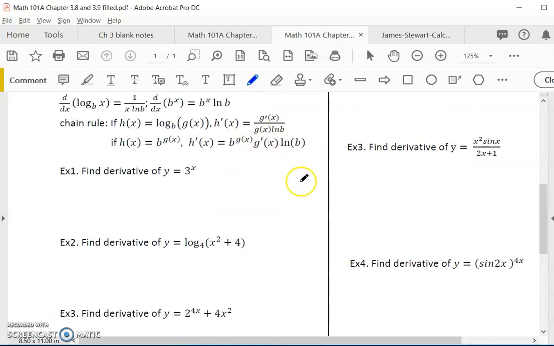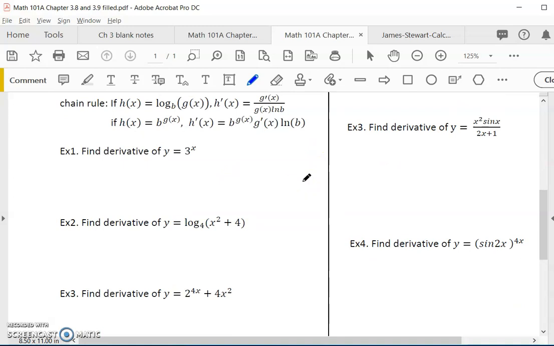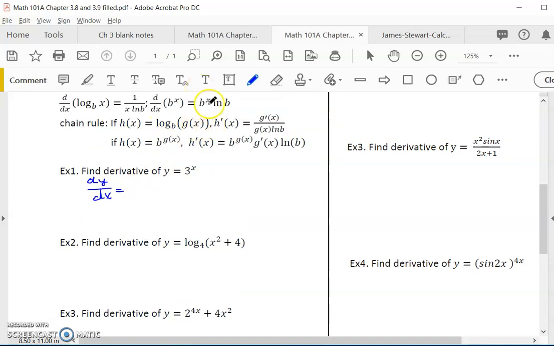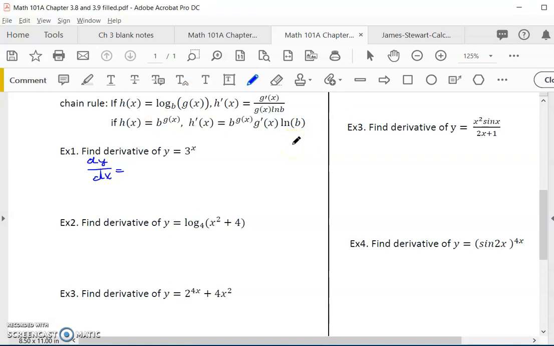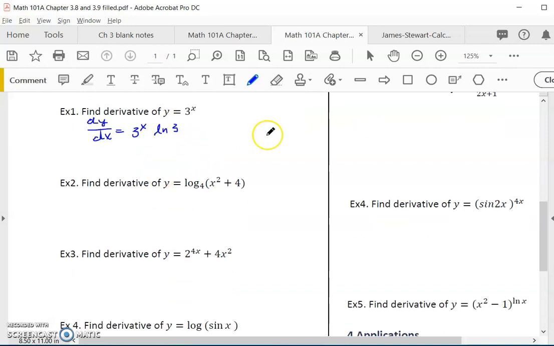Okay, so let's do this example question. If y is 3 to the x, find the derivative. So we would say dy/dx. This is just 3 to the x, so we use the rule that we had earlier. It's just equal to 3 to the x times ln of 3, and that's it. If this was e to the x, I would just write e to the x. But if the base is not e, then you have to multiply by ln of that number. It's very simple.